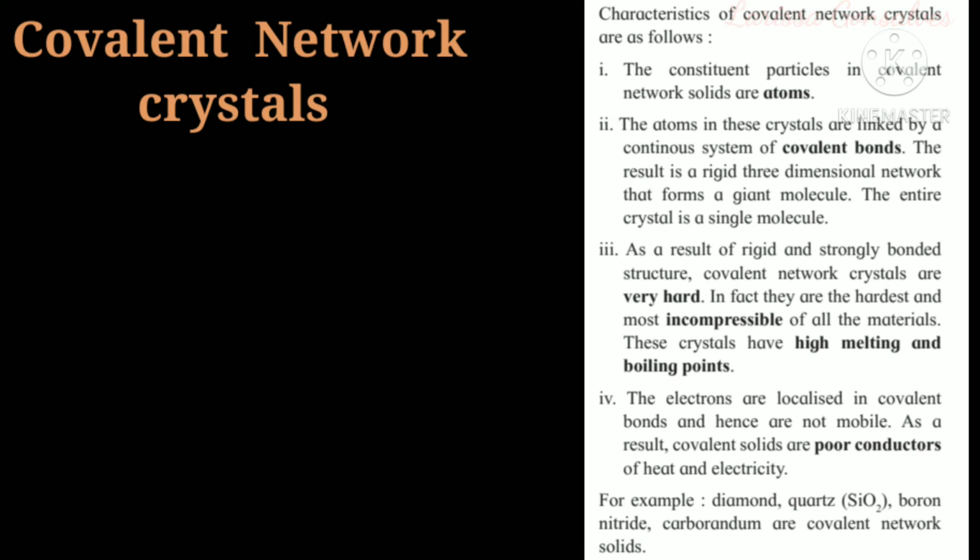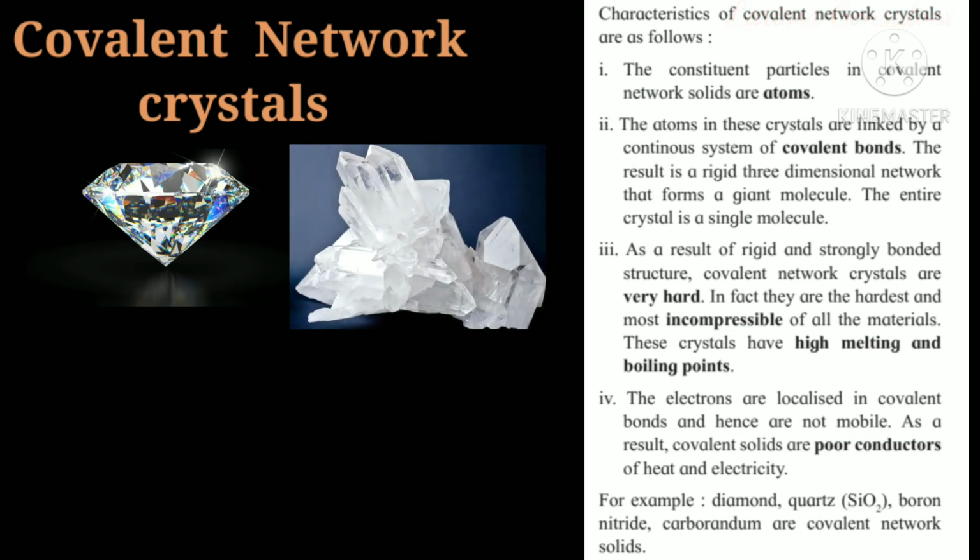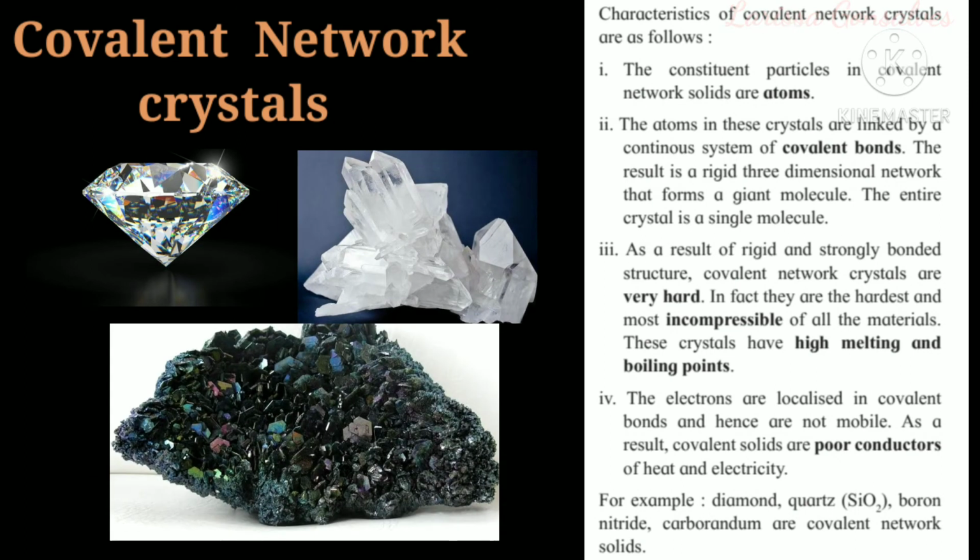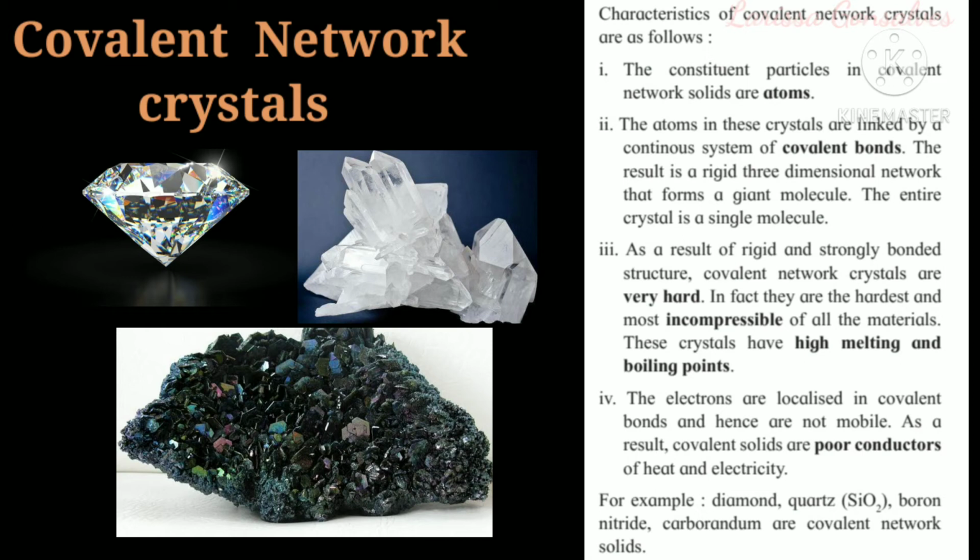Also, the covalent network crystals have high melting and boiling points. The electrons are localized in covalent bonds, which means they are restricted to a particular area and hence they are not mobile, which means that they cannot move. And since there are no electrons which are freely moving, they are poor conductors of heat and electricity. Some examples of covalent network crystals are diamond, quartz, boron nitride, and carborundum. Carborundum has a crystal structure which is similar to diamond and it is also hard.